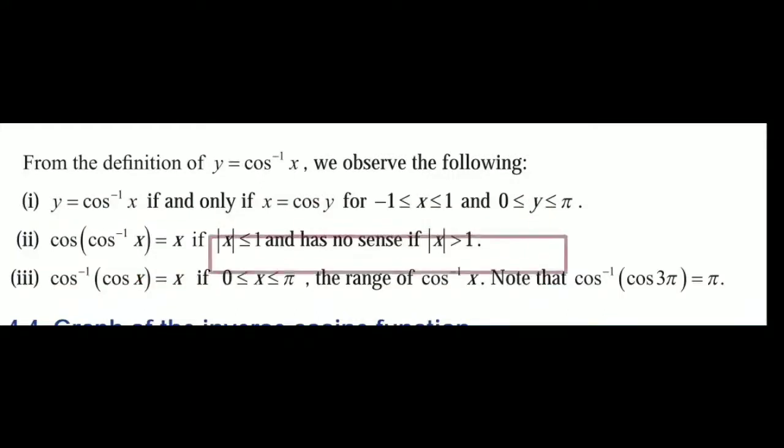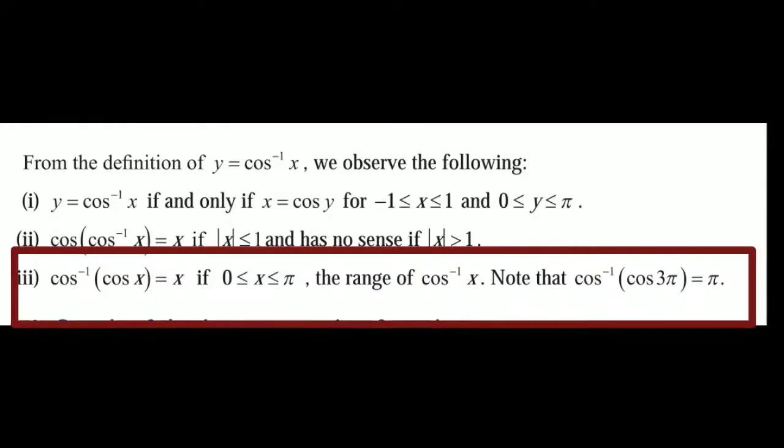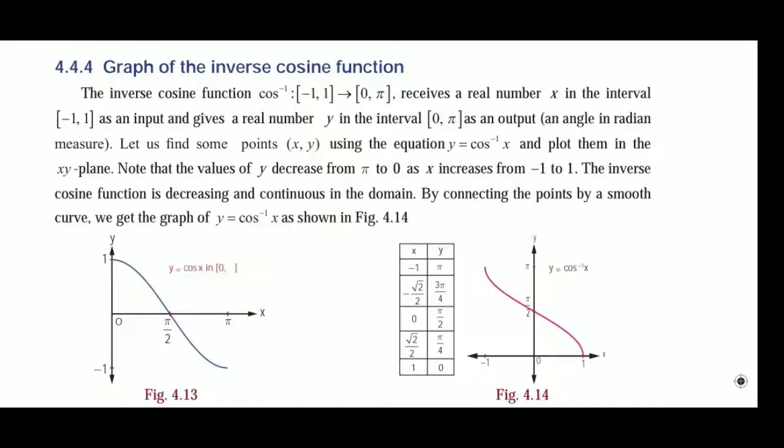Third, cos inverse of cos x is equal to x if 0 ≤ x ≤ pi, the range of cos inverse x. Note that cos inverse of cos 3 pi is equal to pi. Graph of the inverse cosine function.